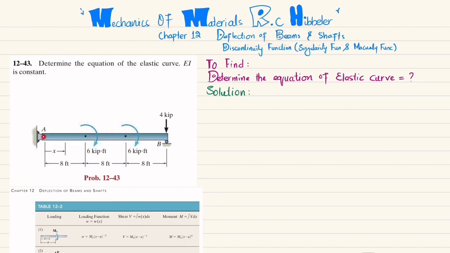You can see this beam, there is a pin support at point A and a roller support at point B. At this end we have a 4 kips load, and at this point we have a moment of 6 kips-feet, and this is also 6 kips-feet, that is clockwise. We have to determine the equation of elastic curve, and we'll solve this question by using Macaulay's method. So let's start with the solution.